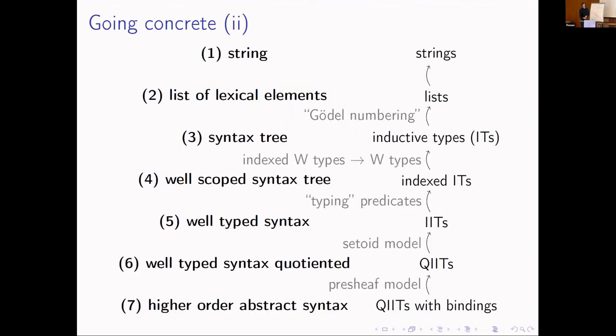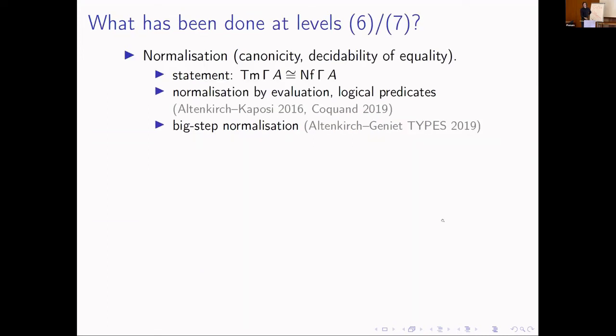And the main question for me is, what are the things that can be done at a high level of abstraction, and what do you need a low level of abstraction for? So what has been done at abstraction level 6 or 7? So one thing is that normalization can be proven at this level of abstraction. So you don't have to go to small step rewriting and pre-syntax and non-well-typed terms to prove normalization.